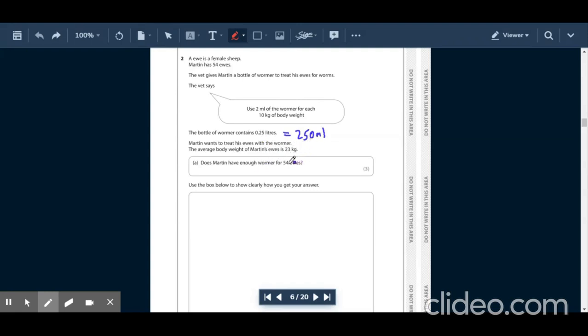It says the average body weight is 23 kilograms. Does he have enough for 54 ewes? So I'm going to do 54 times the average body weight, which is 23. So he has got in total 1,242 kilograms of sheep. It then says that for every 10 kilograms of body weight, he needs 2 milliliters. So I'm going to divide that by 10.